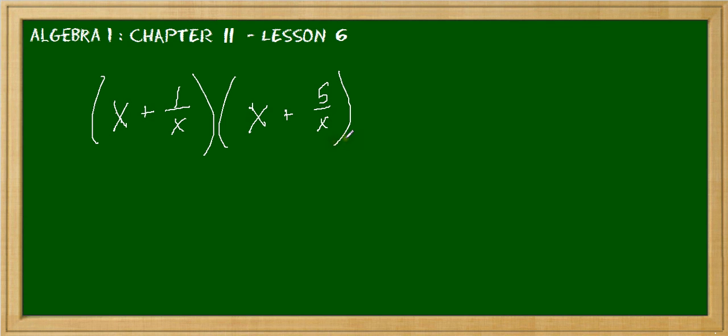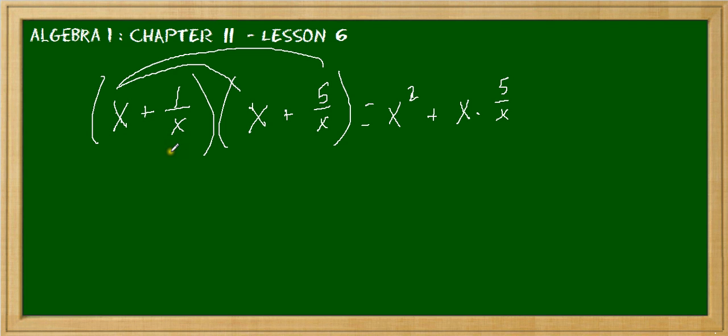Okay, so we know that we can apply that FOIL method. What are they doing? They're saying, well, x times x is x squared, right? So we took x times x. Then they took plus x times 5 over x. They came all the way out here. Then they took the x times 1 over x over here.